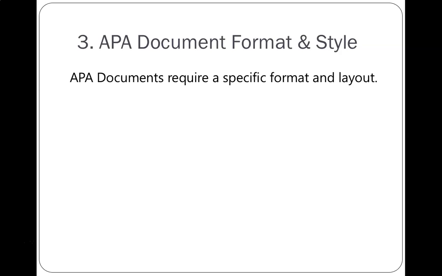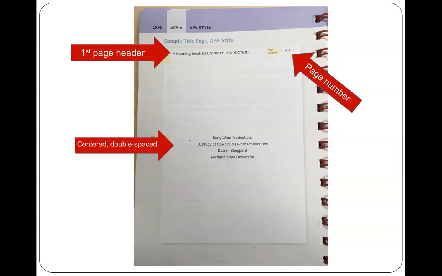Okay, finally, APA document format and style. So be aware that APA also provides formatting guidelines for your paper itself, right? How it looks and what goes where. So here's an example. First page header, you have a running head. This is on the first page, colon, short abbreviated title all in caps. On the upper right, you have the page number. In the center, double spaced, you have your title, your name, and your school.